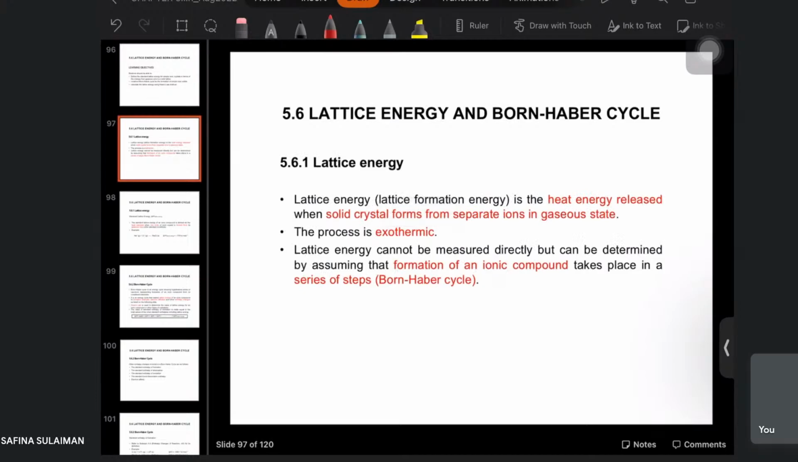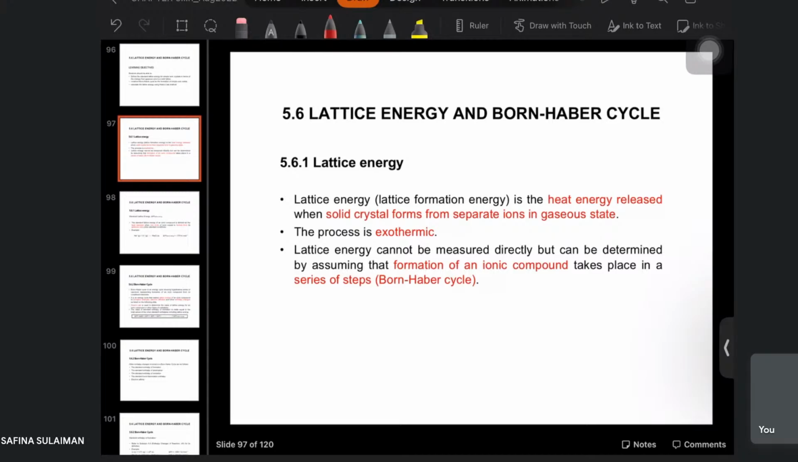Okay, so what is the lattice energy? Actually, this lattice energy, dah cover dalam chapter apa ya? Chapter bonding rasanya kan untuk ionic. Okay, so lattice energy is the formation energy, is the heat energy release when the solid crystal forms from separate ions in gaseous state.